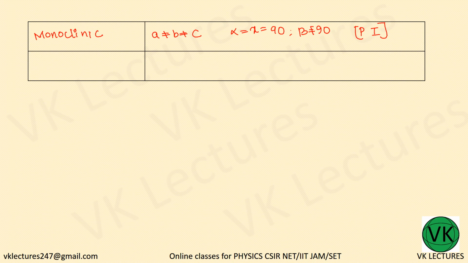And now we have triclinic lattice structure. Alpha not equal to beta not equal to gamma and not equal to 90 degree, and A not equal to B not equal to C. And here you have only primitive structure.